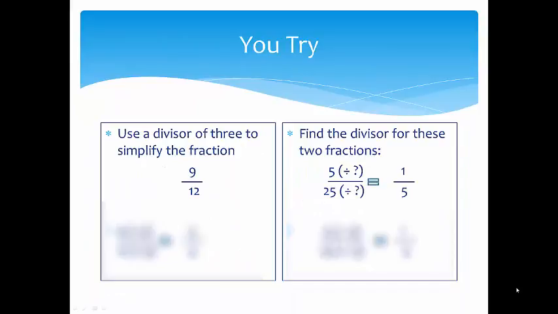Now I want you to try it on your own. I have two problems for you to work on. First, I want you to use a divisor of 3 to simplify the fraction 9/12 down to an equivalent fraction. Second, I've given you two fractions, 5/25 and 1/5. I want you to find the divisor that turns 5/25 into 1/5, or that you can simplify 5/25 down into 1/5. Pause the video now, and when you're done, start it again to see if you got the right answer.